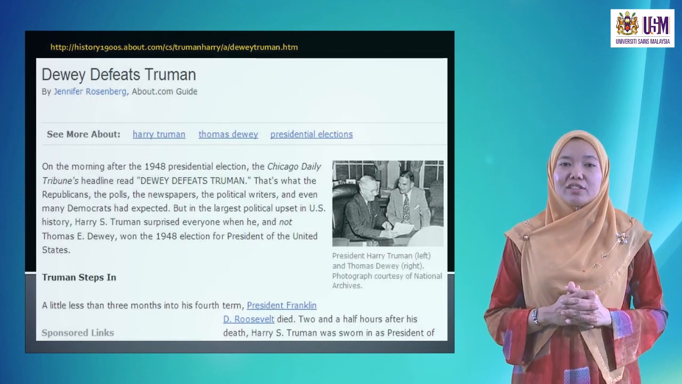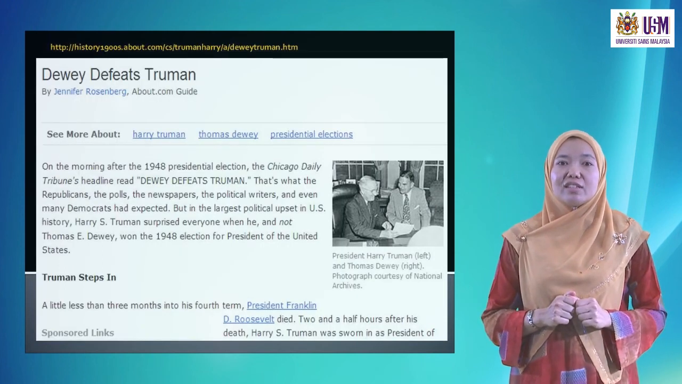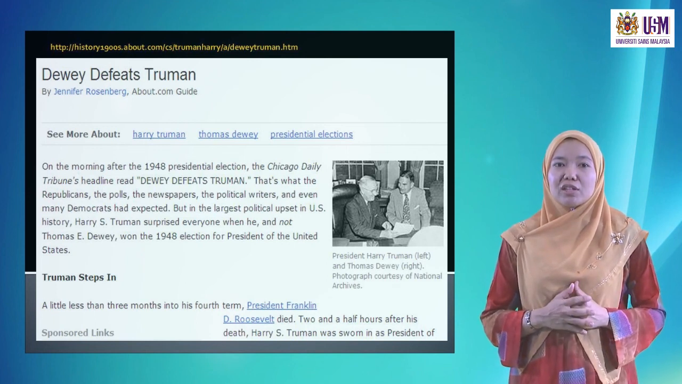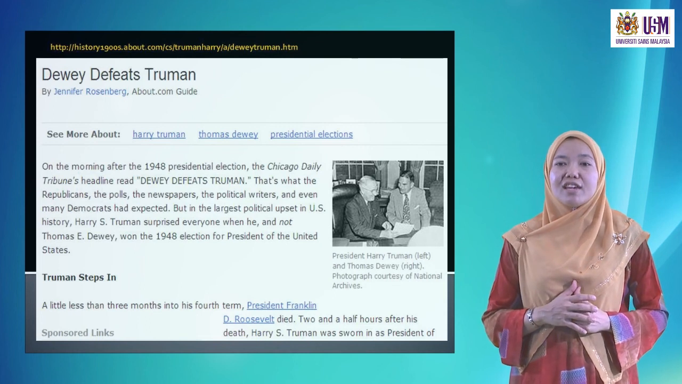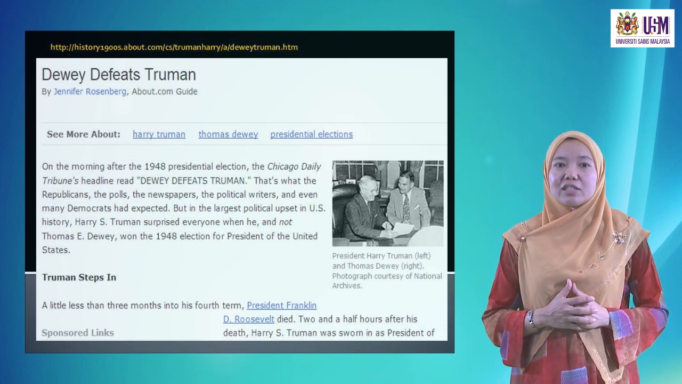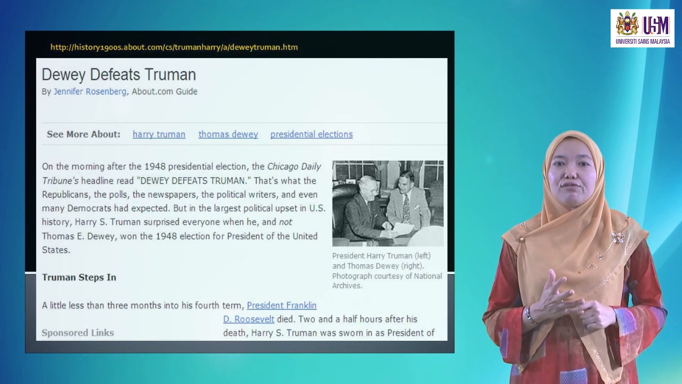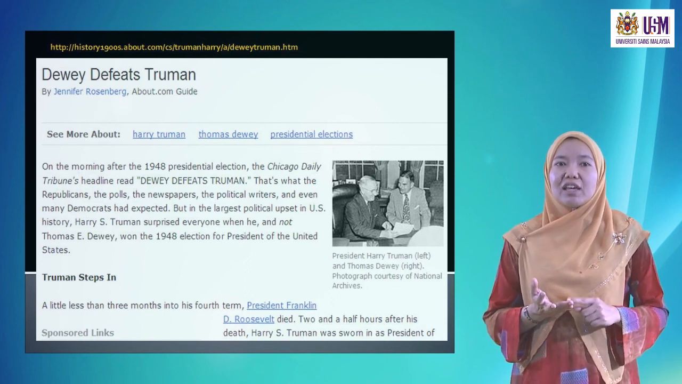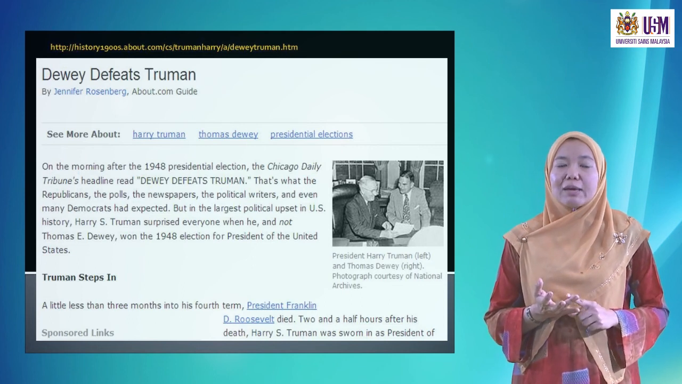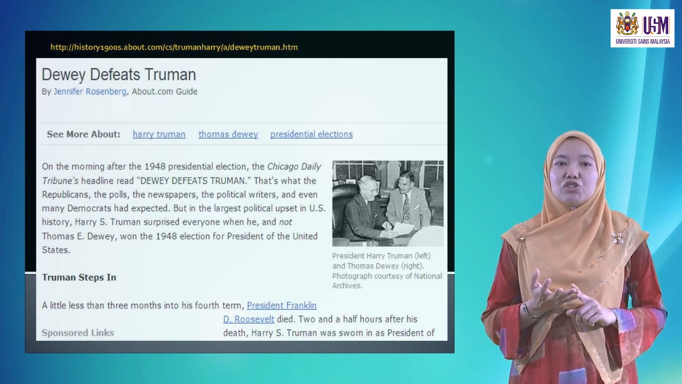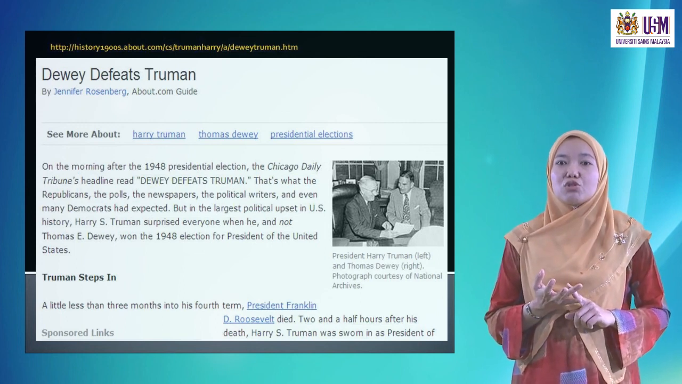What I discussed with you just now is just the recent part of the United States presidential election. But there's one case in history that made major news. We are talking about the United States presidential election in 1948, where we had two contenders, Dewey as well as Truman. On the morning after the 1948 presidential election, the Chicago Daily Tribune's headline read, "Dewey defeats Truman."